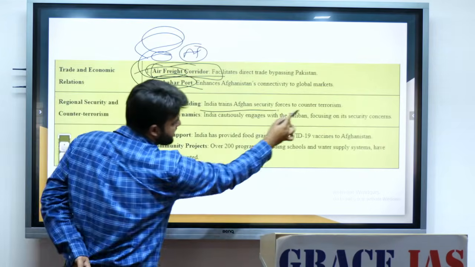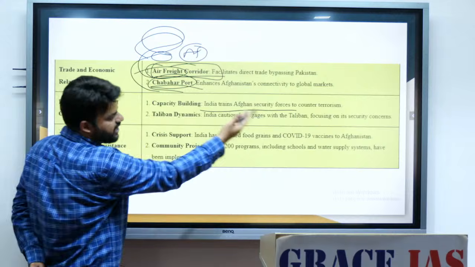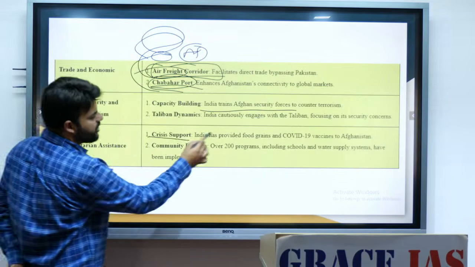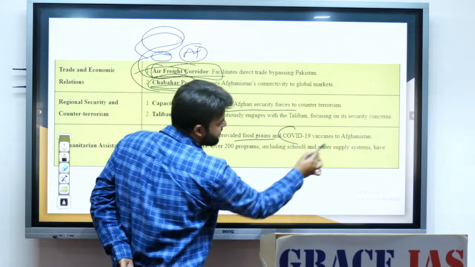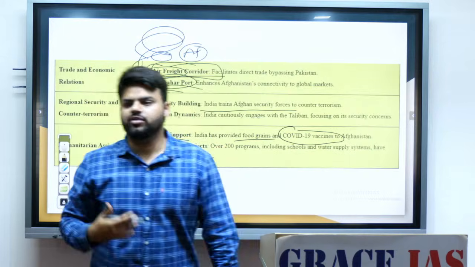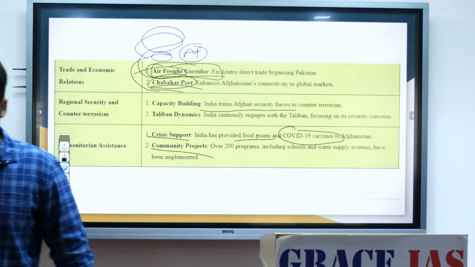India trains Afghanistan's security forces. India trains Afghanistan's cricket team. Fine. So we are doing a lot of things. Crisis support: India provided food grains and COVID-19 vaccines to it. Fine. So this is what India is doing for Afghanistan. Why? Because India wants Afghanistan to be its friend.